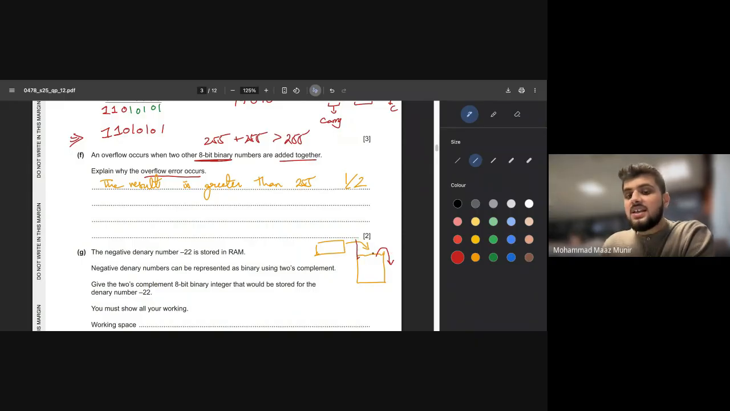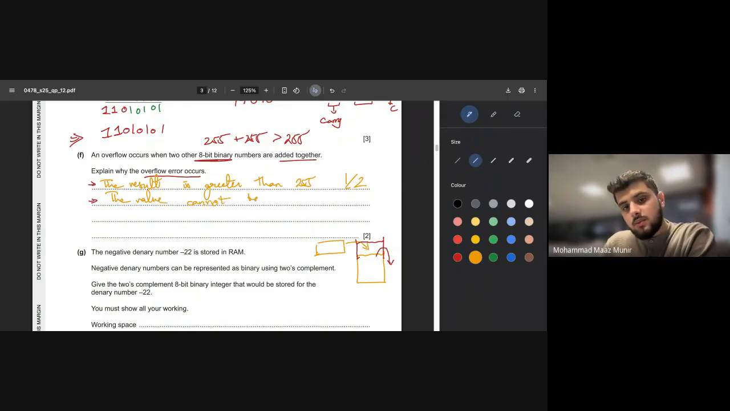But what if I increase the capacity? If I increase the capacity, definitely I can store more water. The second point up here will be for the fact that you need to mention that you cannot store the values in an 8-bit register. See? So the value cannot be stored in an 8-bit register.